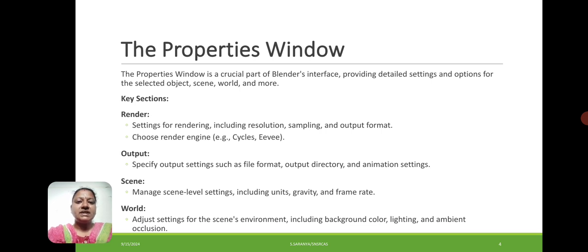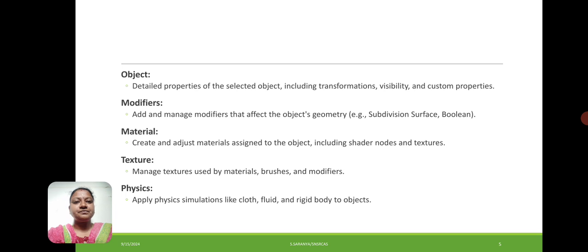Scene: manage scene level settings including units, gravity and frame rate. World: adjust settings for the scene environment including background color, lighting and ambient occlusion. Object: the detailed properties of the selected object including transformation, visibility and custom properties. Modifier: add and manage modifiers that affect the object's geometry, for example subdivision surface and boolean.